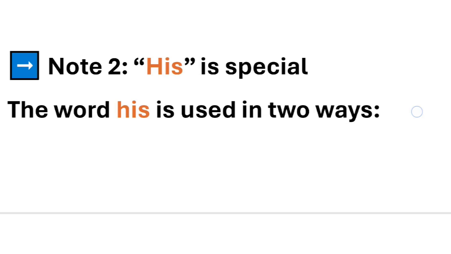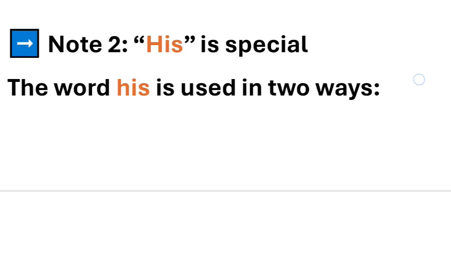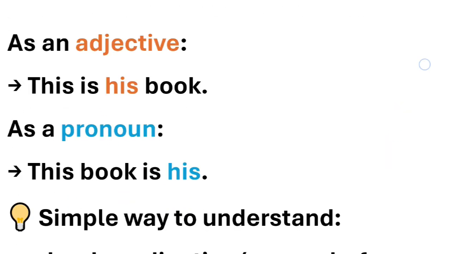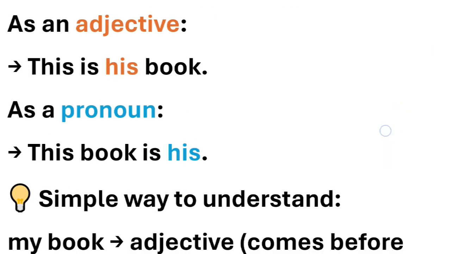So let's start it with note number 2, which says "his" is special. Now this word his is special. The word his is used in two different ways. It is used as an adjective and as a pronoun as well. When it is used as an adjective, let's talk about how it's used. For example, this is his book. Adjective, we understand that it is used right before a noun. So the noun over here is book. Before this, we have used this word his. So over here, his is an adjective.